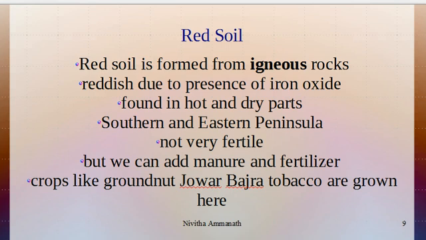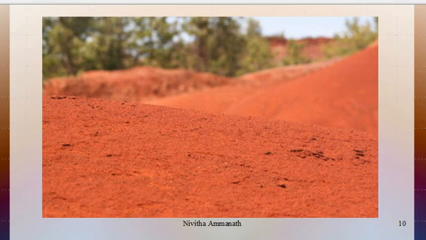It is not very fertile, but we can add manure and fertilizer and grow crops like groundnut, jowar, bajra, tobacco, etc. Red soil is formed from the igneous rocks. It is reddish due to the presence of iron oxide and is found in hot, dry parts of the southern and eastern peninsula. This is how the red soil looks.